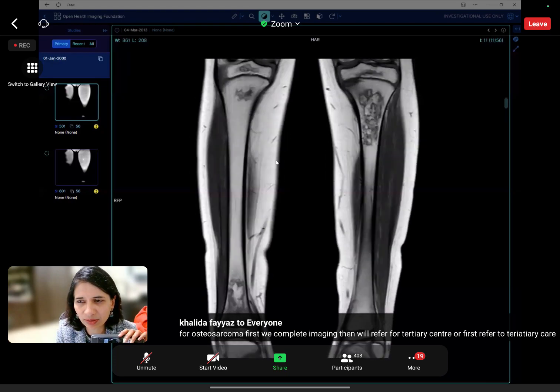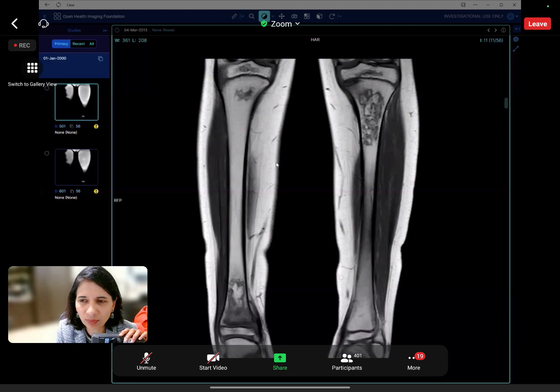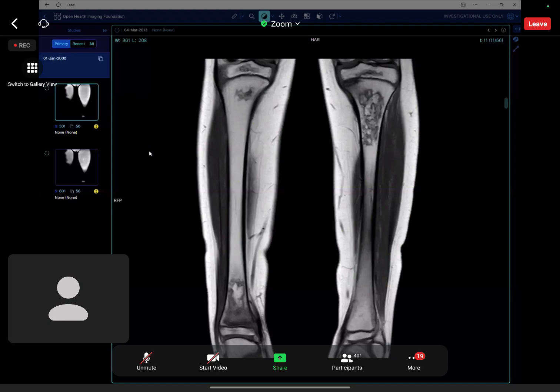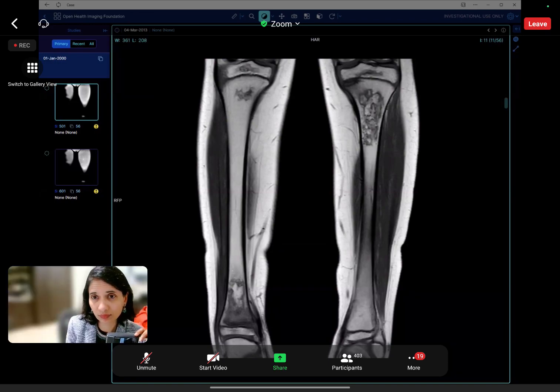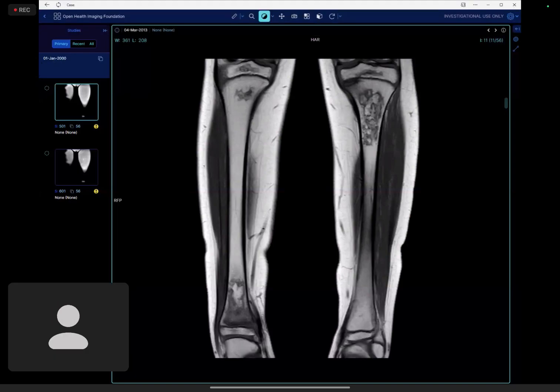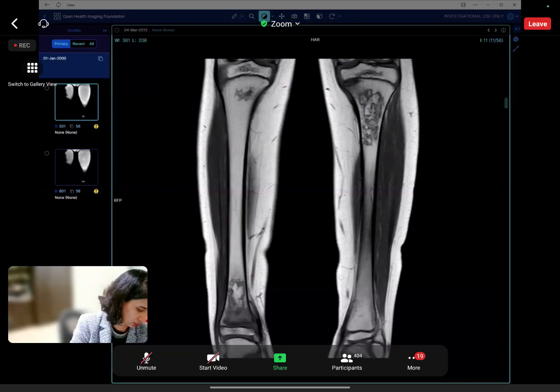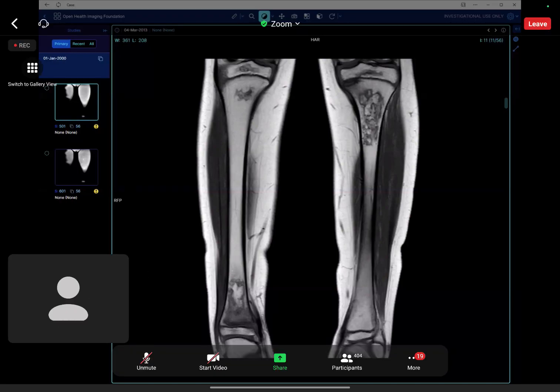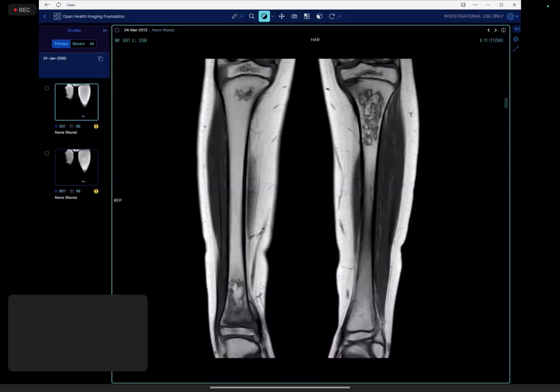Okay. So this is a young patient who is presenting with bone pain. These are the T1 weighted MRI images in coronal plane of both tibiae, showing multiple serpiginous lesions involving the metaphyseal region, proximal and distal, as well as the proximal tibial epiphysis.